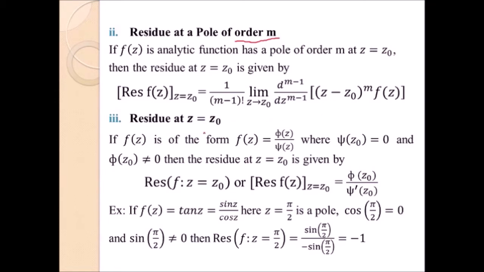Next, residue at z is equal to z naught when the function f of z is in the form of phi of z by psi of z, where psi of z naught is equal to 0 and phi of z naught is not equal to 0, then the residue at z is equal to z naught is given by phi of z naught by psi dash of z naught. For example, if f of z is equal to tan z, which can be written as sin z by cos z, here z is equal to pi by 2 is a pole, since cos pi by 2 is 0 and sin pi by 2 is not equal to 0, then the residue is given by phi of z naught by psi dash of z naught, the derivative of the denominator function. So phi of z naught means sin pi by 2, by psi dash of z naught, which is minus sin pi by 2. So here the residue is minus 1.